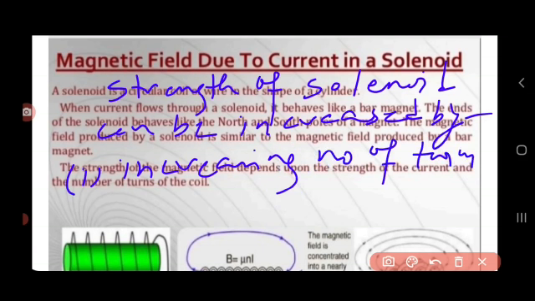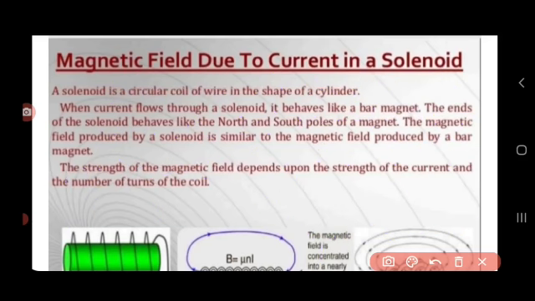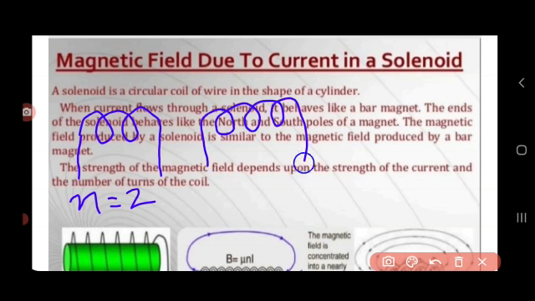Suppose we are taking two solenoids. This is the first one. Here the number of turns is 2. Another solenoid is there. You see, here the number of turns is 3. And another solenoid is there. Its number of turns is 4. So since in the last solenoid the number of turns is maximum, its strength is maximum. So the strength of a solenoid can be increased by increasing the number of turns of the coil.